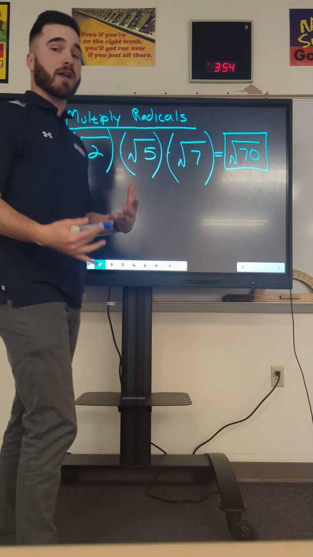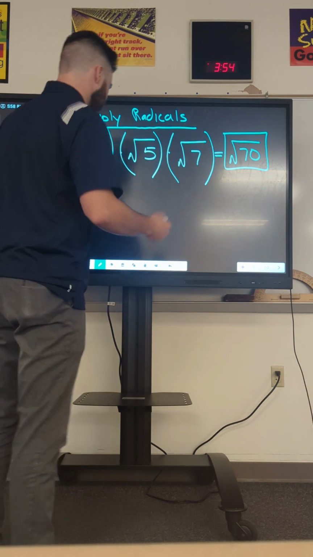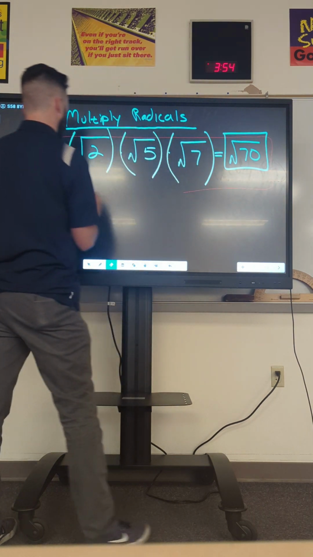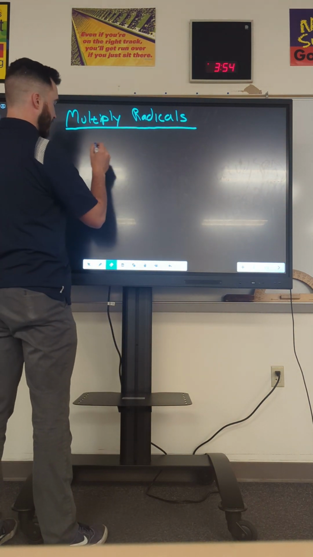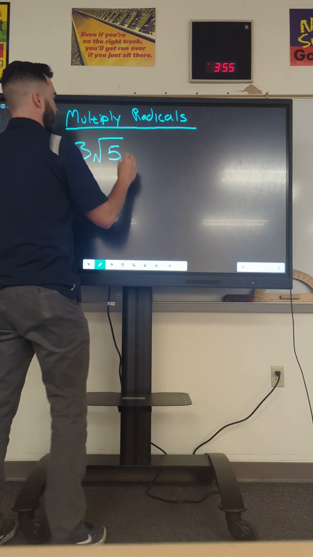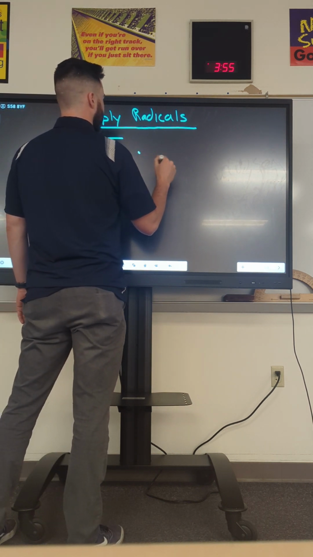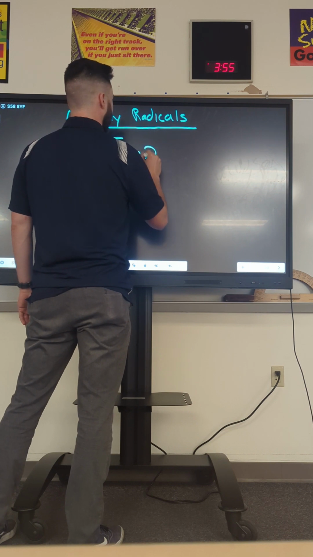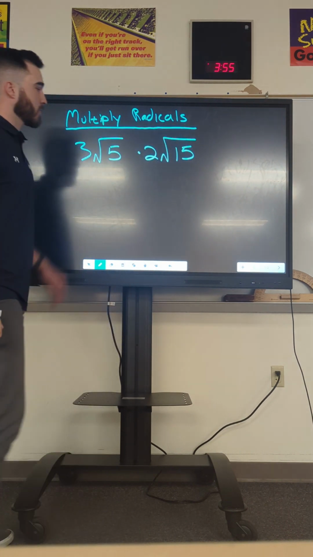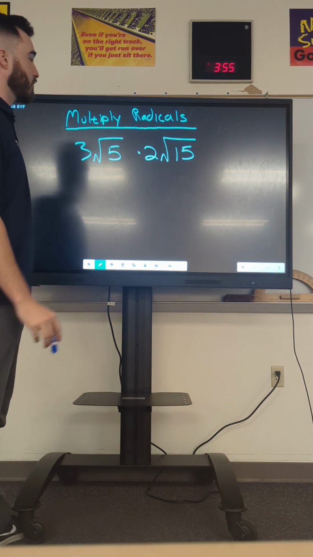So that's multiplying radicals together. Those are the easy ones. Now, you will have some problems that are a little bit tougher. You might have something like 3 radical 5 times, let me think of one, 2 radical 15. All right, 3 radical 5 times 2 radical 15.